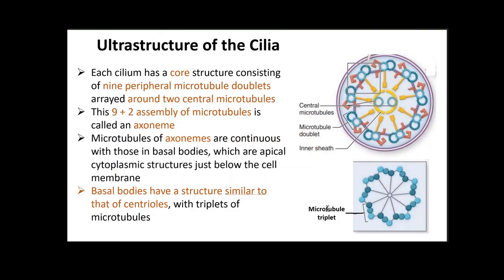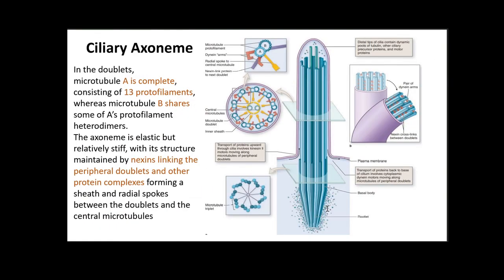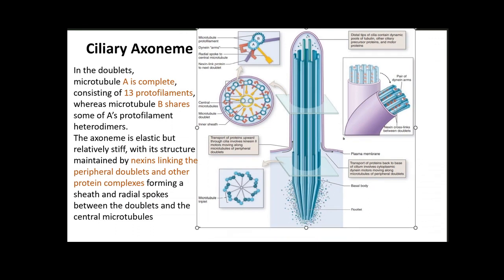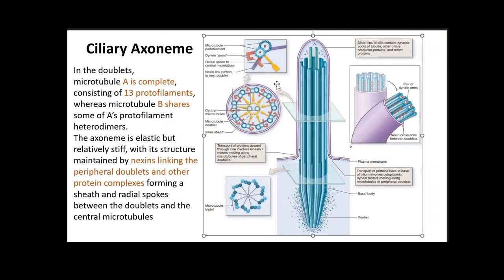In this illustration, I'm showing you a little bit of detail. These are the doublets. Each one of those is made of microtubules. Each microtubule is made of those little structures that Dr. Shahid told you about. Anybody remember the name of this? Protofilaments. And the protofilaments are made of what? Alpha and beta tubulin, exactly. Oh, you remember. That's good.